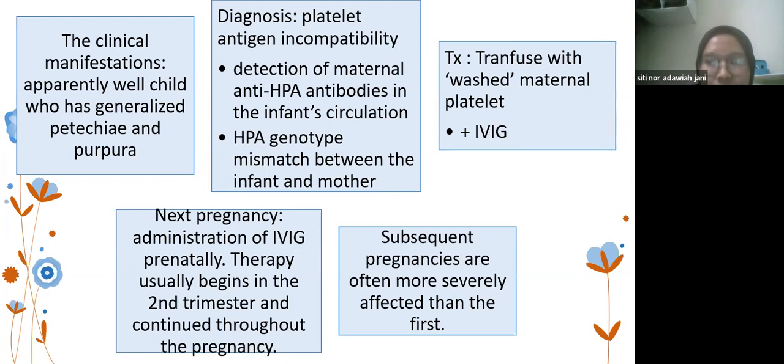For the treatment of NAIT, we need to transfuse the baby with washed maternal platelets. Maternal platelets can only be used if they are washed because circulating antibodies will also be present. What washed platelet means is we remove the plasma because we don't want any more antibody. We can also use random donor platelets, but we are afraid that random donor platelets also contain the foreign antigen that the antibody will attack. And in conjunction with the platelet transfusion, intravenous immunoglobulin or IVIG can be helpful in the management of NAIT in neonates.